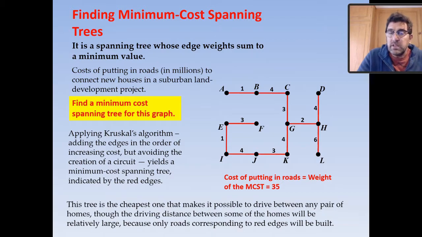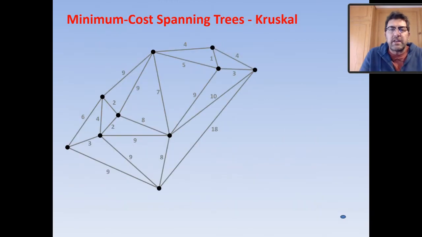Okay, so to get from A to F, you've got to drive a little bit more. But we only built those roads because that was the cheapest cost to cover the whole network. Okay, I want you to try the same for this graph. So start with this graph, applying Kruskal's algorithm. Pause the video and then we'll see if you are correct.